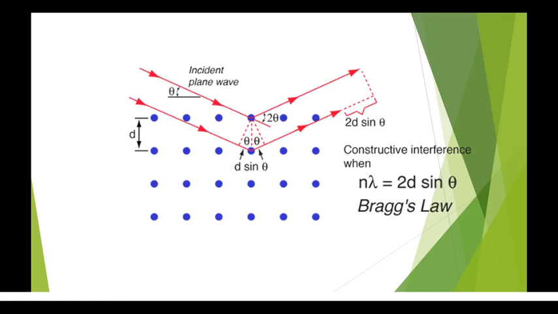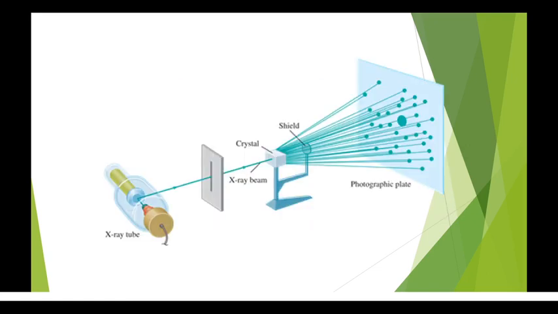And the interference pattern which is obtained on the screen is known as the Laue pattern. Both Max von Laue and Lawrence Bragg had solved the diffraction of X-rays by crystals. So the law was known as Bragg's law, and the interference pattern obtained on the screen is called the Laue pattern.